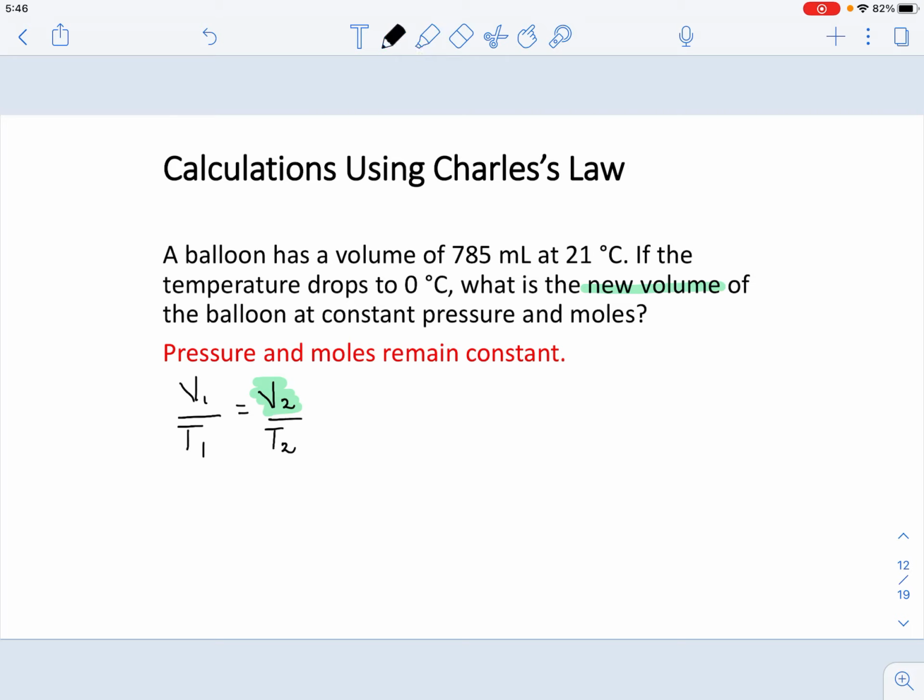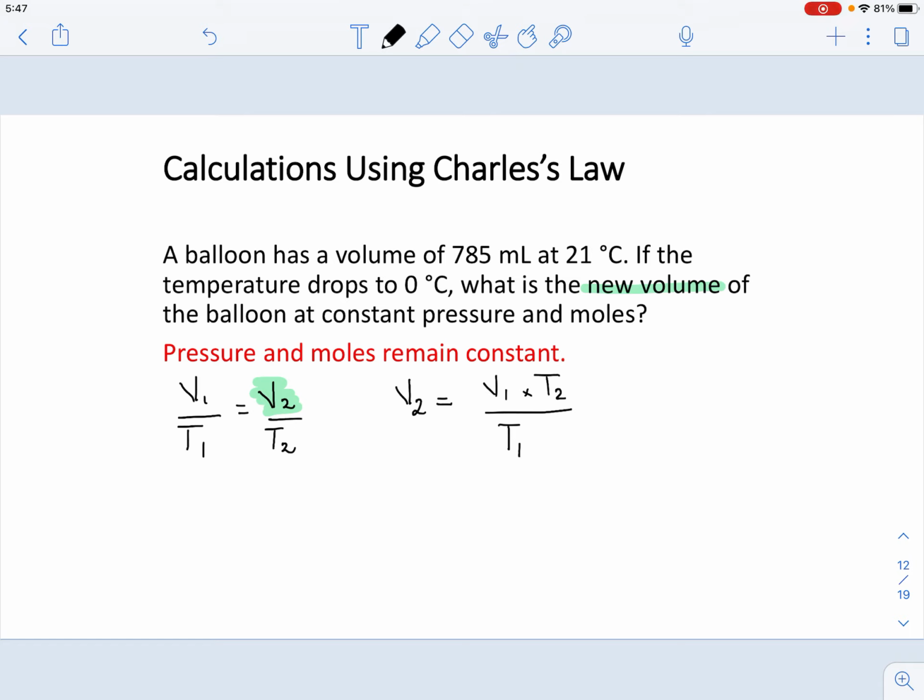So when that happens, we have to rearrange this equation with algebra. So V2 is going to equal V1 times T2, everything divided by T1. In order to solve for V2, what I did is that I multiplied both sides by T2. Remember to review your algebra.